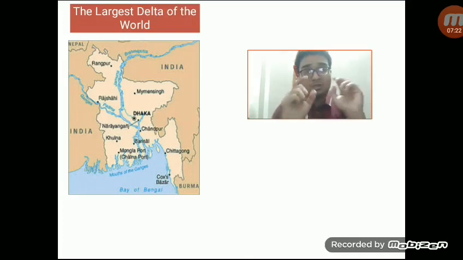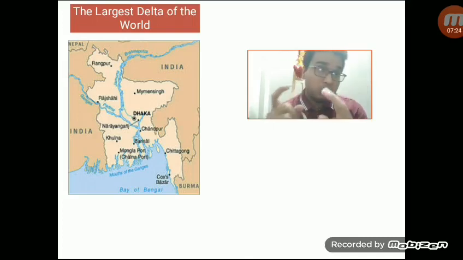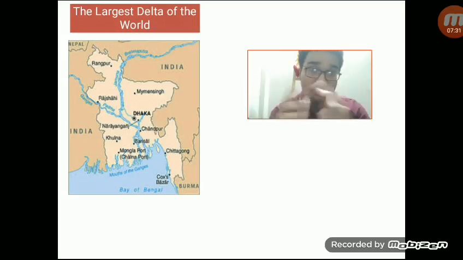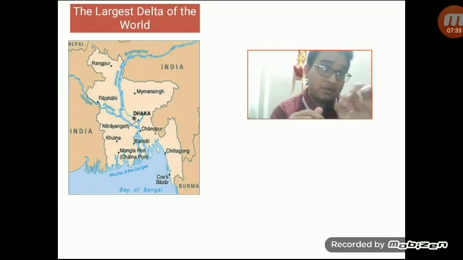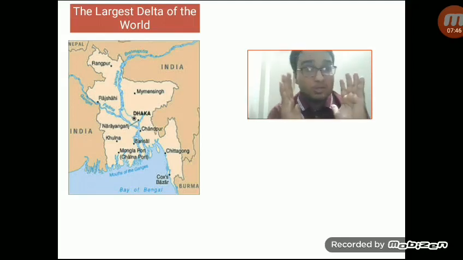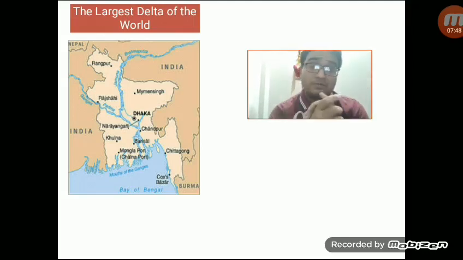You know we have two Himalayan rivers. One is the Brahmaputra and another is the Ganga. And it is said that these two rivers carry more sediment than the other rivers of the world. And again, it is said that the soil of Bangladesh was made by the sediment of these two rivers. So that is the reason Bangladesh is called the largest delta of the world.